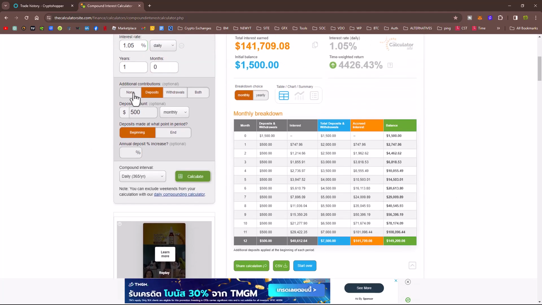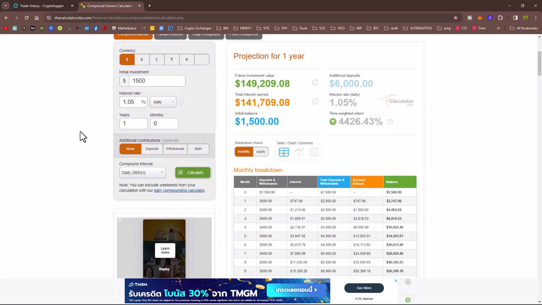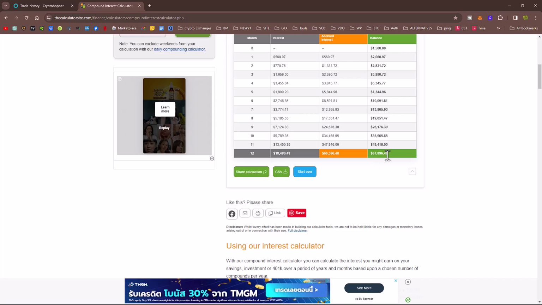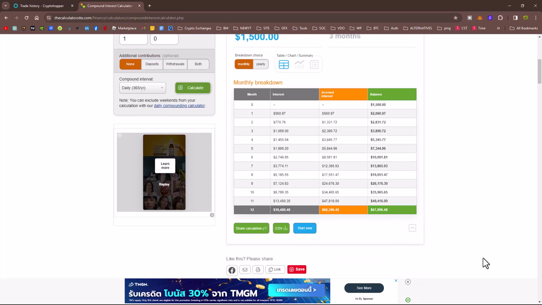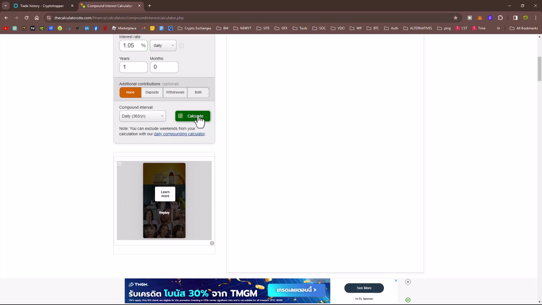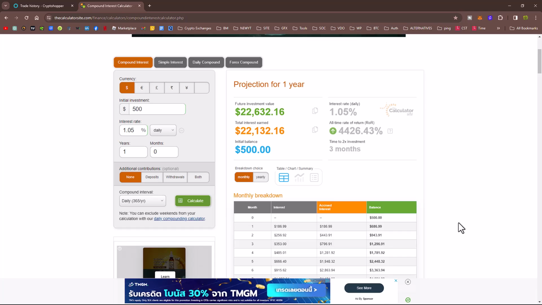Let's say we don't do any deposits. Let's say we just run with $1,500 initial and don't put any in and we don't take any out. 1.05% per day, average: 67,896. Very nice. I'd be happy with turning $1,500 into that. What would $500 do without adding any more? You get to 22,000. It's pretty blooming obvious, guys.